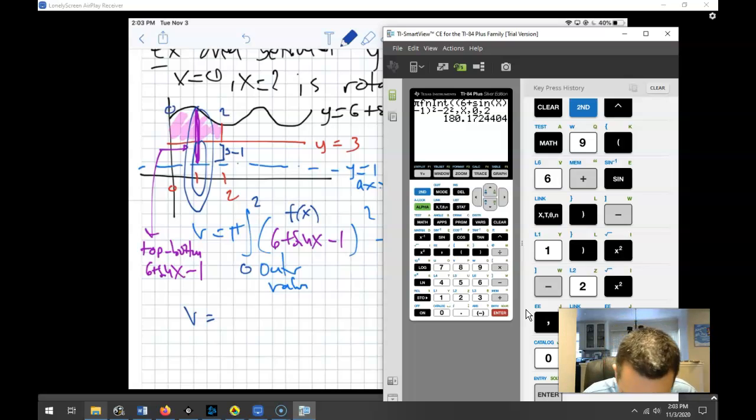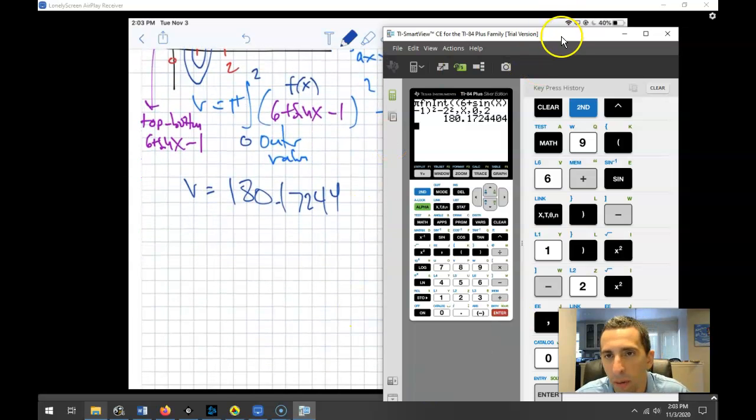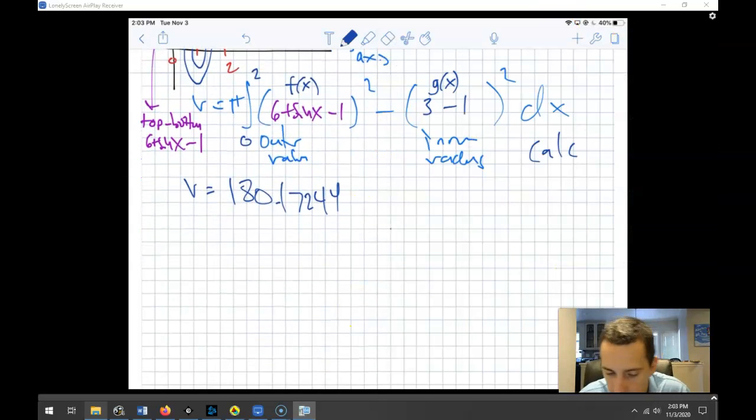Okay, so when I did that on my calculator, I got 180.17244. Okay, so that's how we'll do this problem. Now, let's go to another example here. And we'll talk about the setup on this.